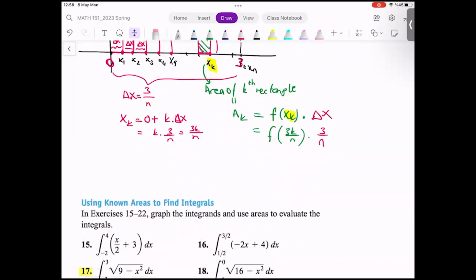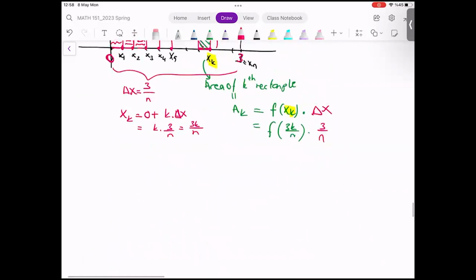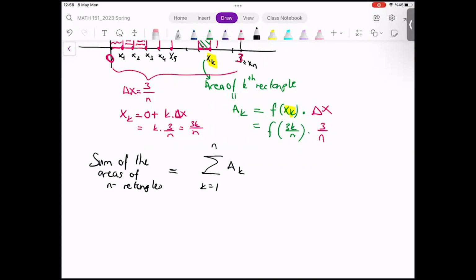Okay, after finding the area of the kth rectangle like this, now I can write an expression for the sum of the areas of n rectangles. I will be using sigma notation for it because we have n many rectangles, and for each rectangle Ak is the area of it. So this expression goes like k runs from 1 to n, and the expression for Ak is height times base.